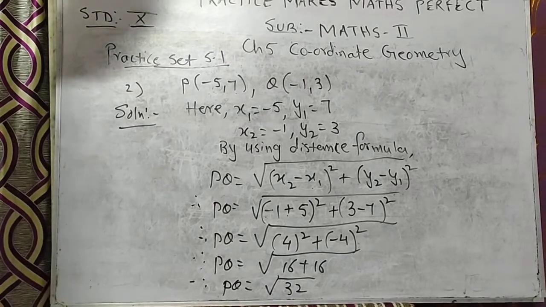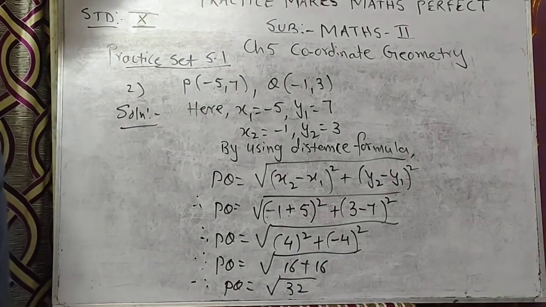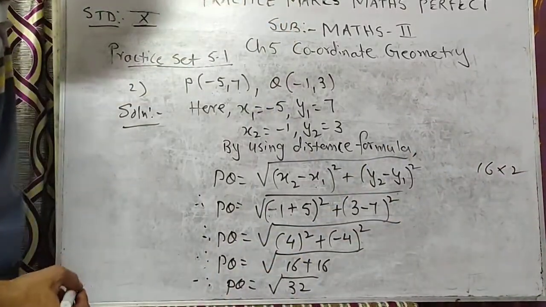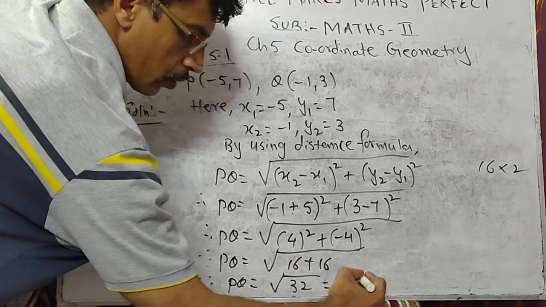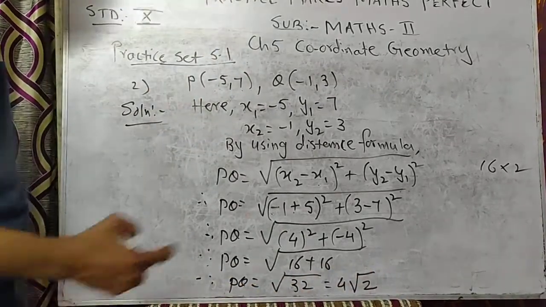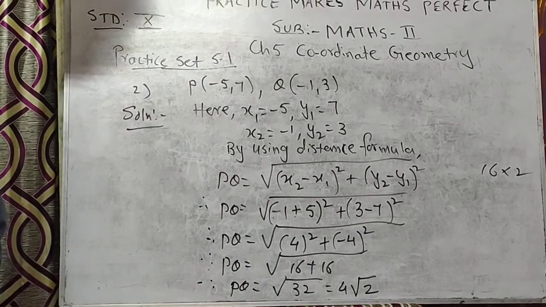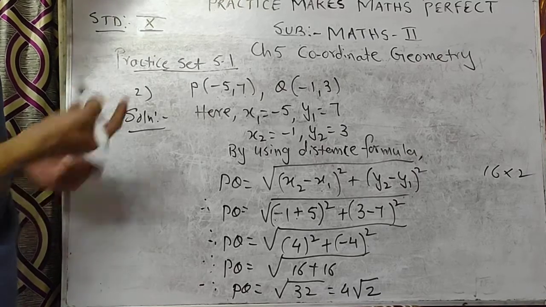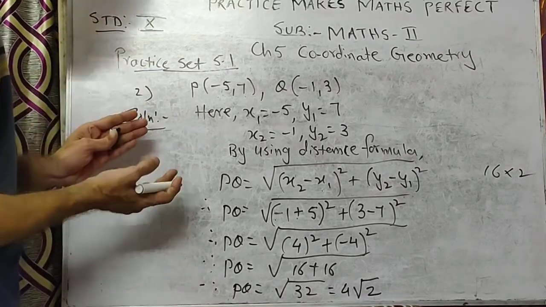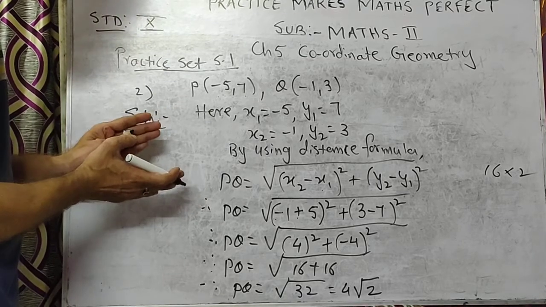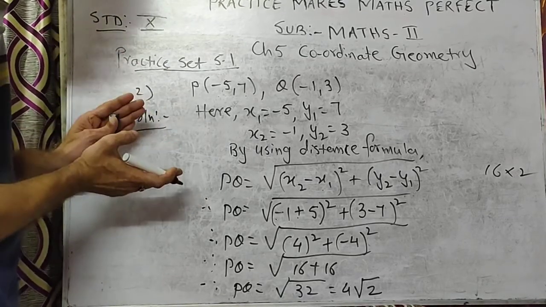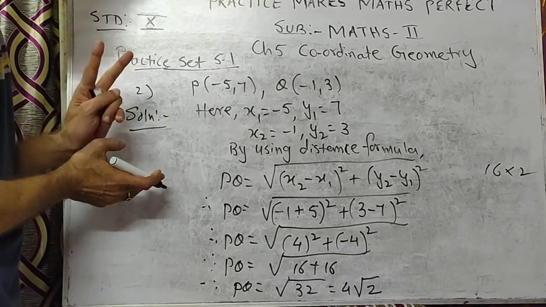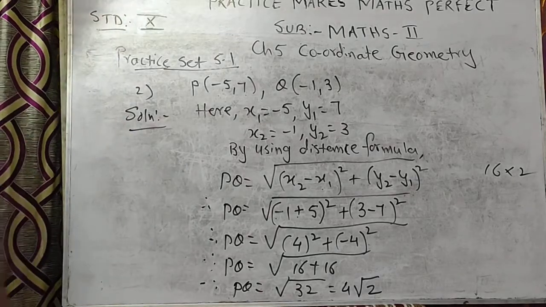Square root of 32 means what now? 32 is 16 times 2, you know 16 times 2. So your answer will be 4 root 2. 4 square is 16, so your answer is 4 root 2. Correct? Please copy down this sum. We are using the same formula, distance formula only. Total there are 6 sums. I am going to solve 4 sums for you. Remaining 2 you will solve by yourself. Copy it down.